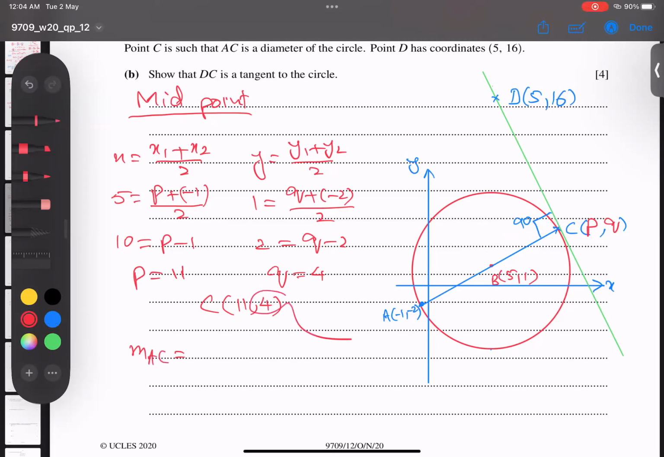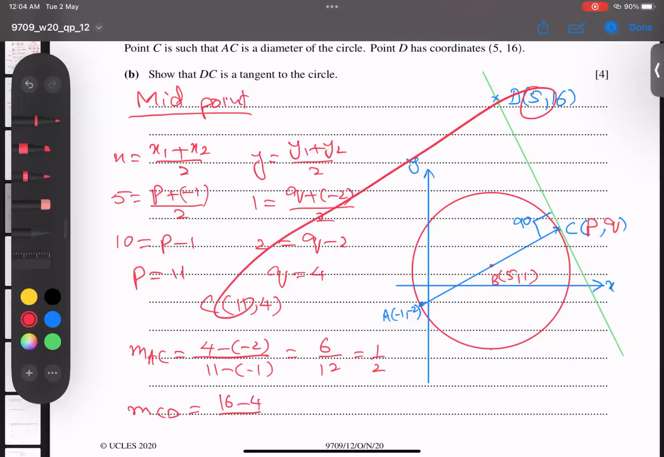So y2 minus y1, over x2 minus x1. I got 6 by 12, which becomes half. Now I'm going for the CD gradient, the CD line. This is CD. So what is the formula? y2 minus y1. So 16 minus 4, and 5 minus 11. I got 12 by -6, which is -2.